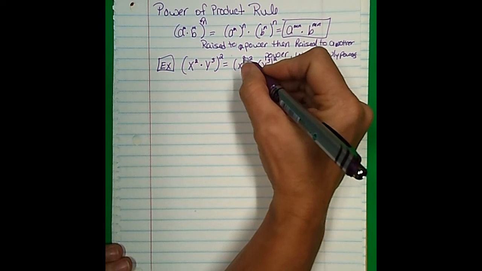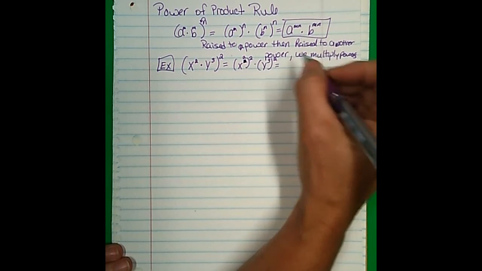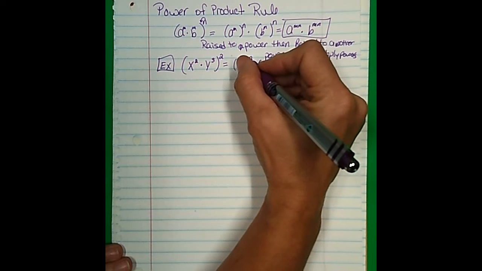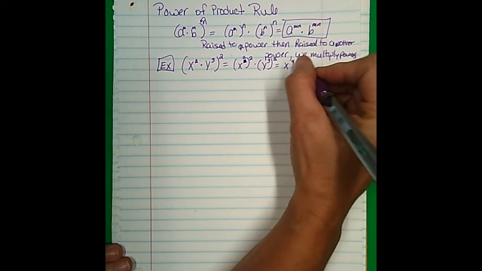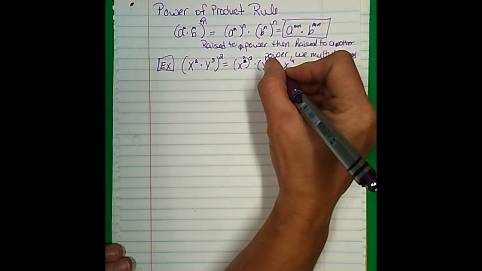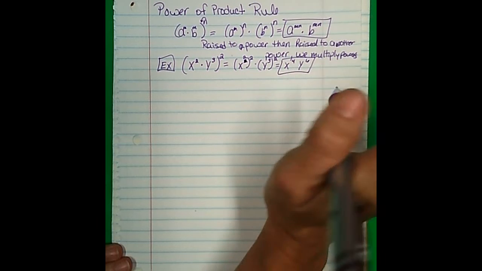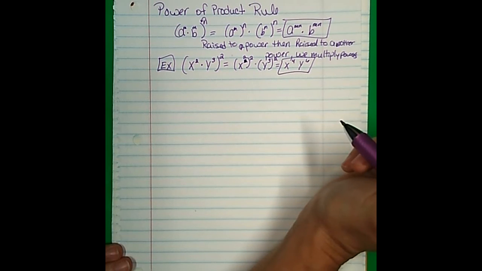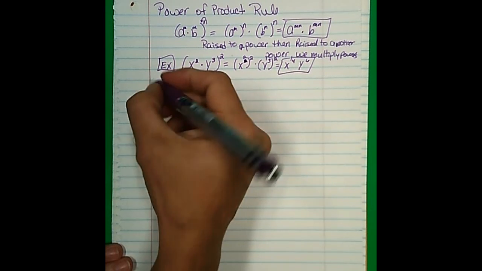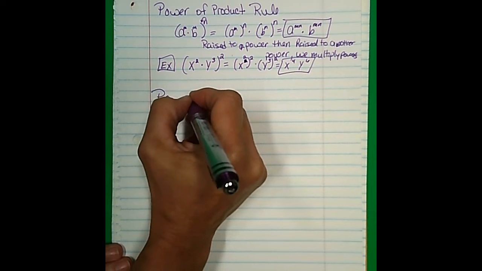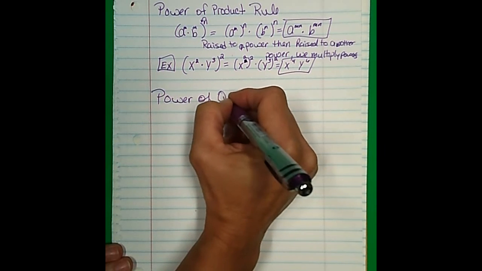But I got x squared, and then I'm raising it to another square. That means I multiply them. So 2 times 2 is 4. And then I got y cubed raised to the second. So it's 3 times 2, which is y to the 6. And since I don't know the value of x and y, we are done. That is my answer. So let's do the power of quotient rule.